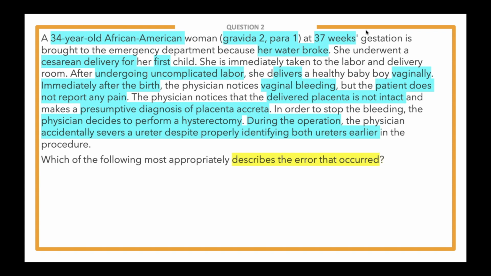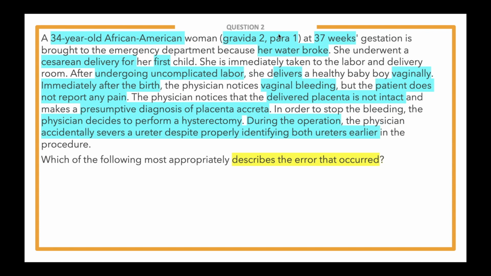He decided to perform a hysterectomy, and then they told us about something that happened during the operation, and they gave us some additional clues about what the physician was thinking, what the physician saw. And in this type of question, that's going to be important: the frame of mind of the physician, and what they had done previously leading up to that point as well. So it's important to take note of that in this type of question.